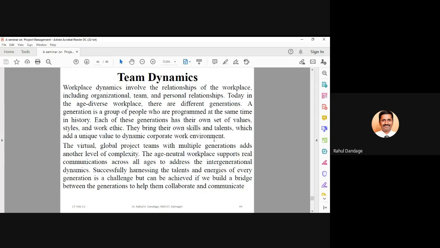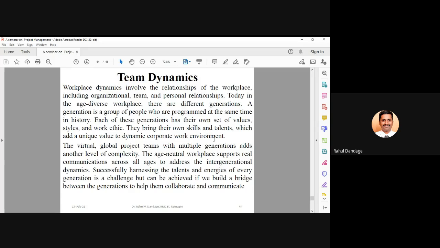The workplace dynamics involve relationships of the workplace, including organizational, team, and personal relationships. Today, in the age-diverse workplace, there are different generations. A generation is a group of people who are programmed at the same time in history. Each generation has its own set of values, styles, and work ethic. They bring their own skills and talents, which add unique value to the dynamic corporate work environment.